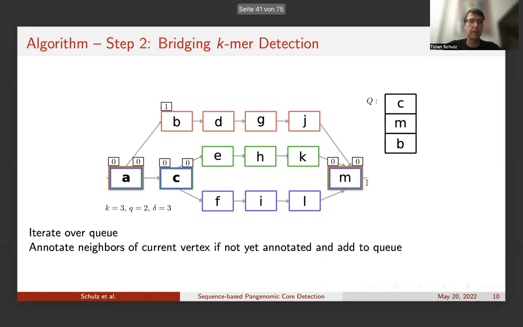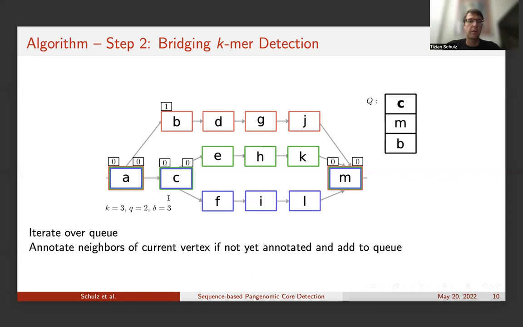And we continue with the next neighbor of A, which is C. C is already annotated. And because of the special nature of our traversal, we know that if a vertex is annotated, it is already annotated with the minimal distance to the next core k-mer. So we don't need to update any annotation in our graph. Since C is already annotated, we don't need to annotate it again, and C is also not added to our queue.